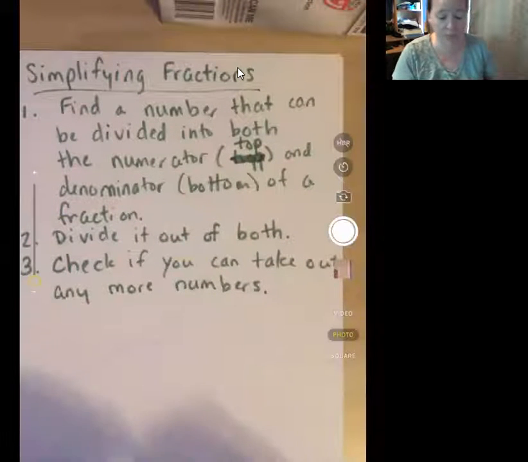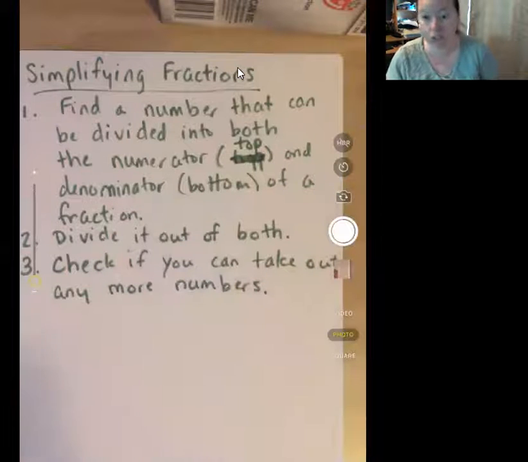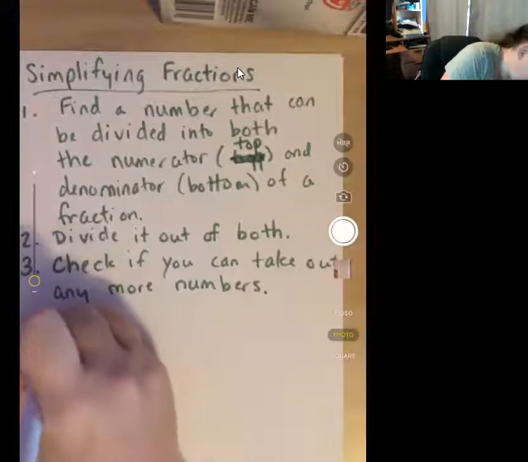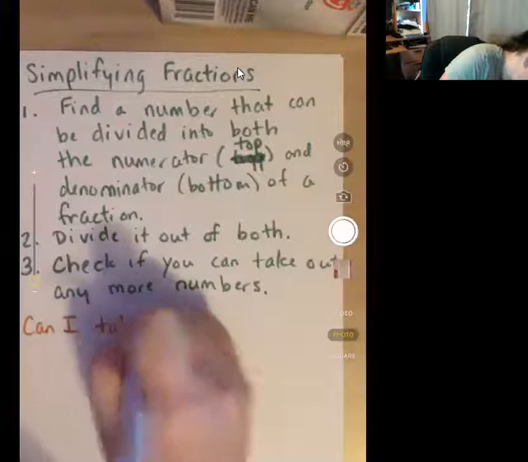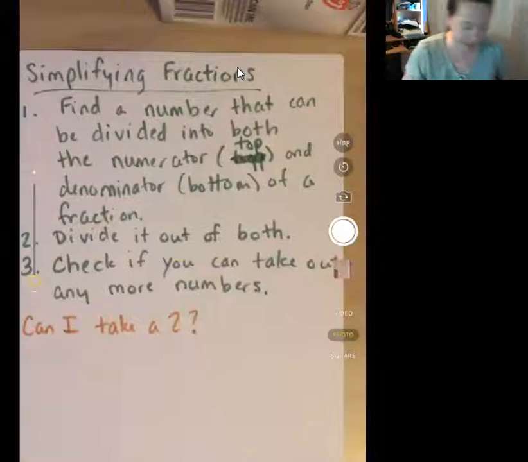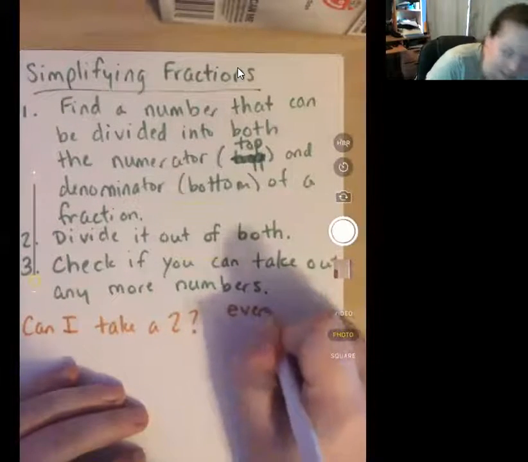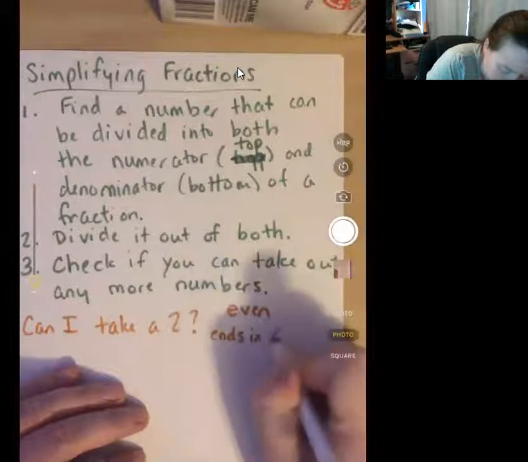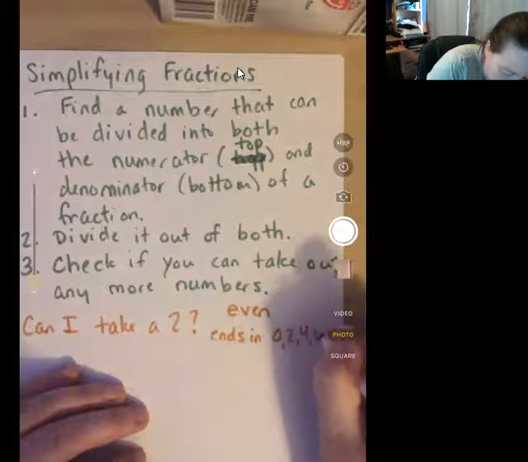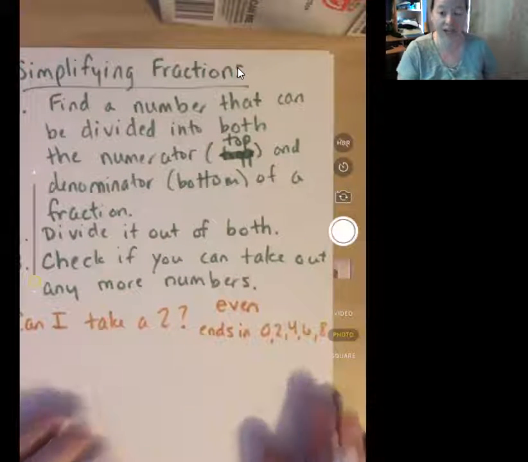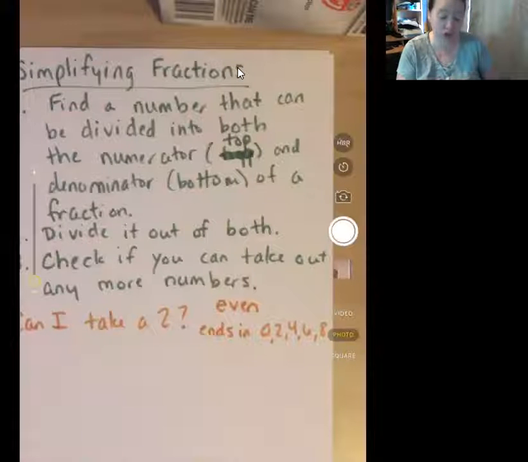Now, I typically go, if something jumps out at you, that's perfectly fine. You can go ahead and just choose what jumps out at you. But I typically have an actual order that I go in. My first one is, can I take a 2? If it is even, you can. So, if it is even, meaning the number ends in 0, 2, 4, 6, or 8, that means I can, in fact, take a 2.